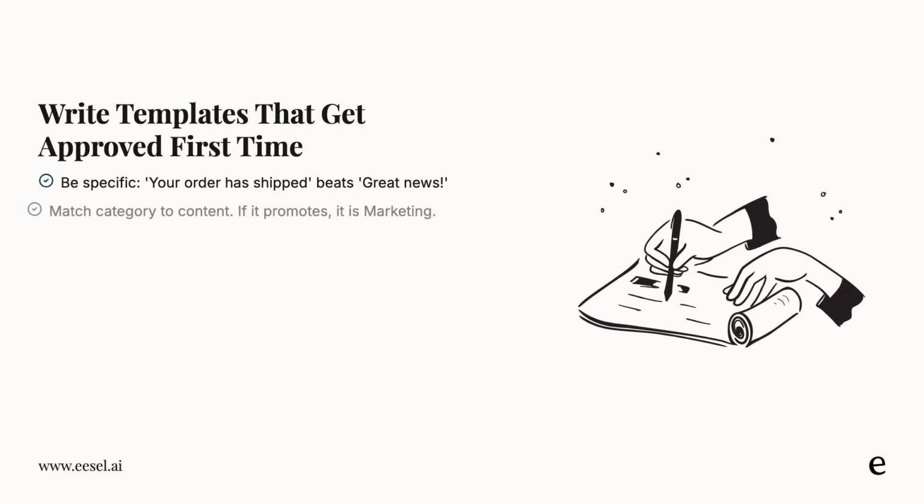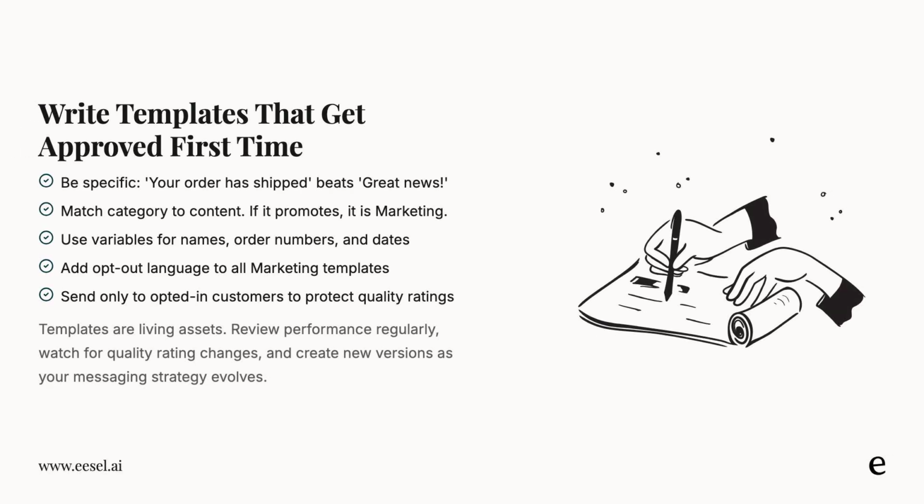Write templates that describe exactly what's happening. "Your order has shipped" always beats "great news." Use variables to personalize with names, order numbers, and dates. Add opt-out language to every marketing template and only send to customers who have explicitly opted in. Templates are living assets, so review quality scores regularly and rebuild when needed.